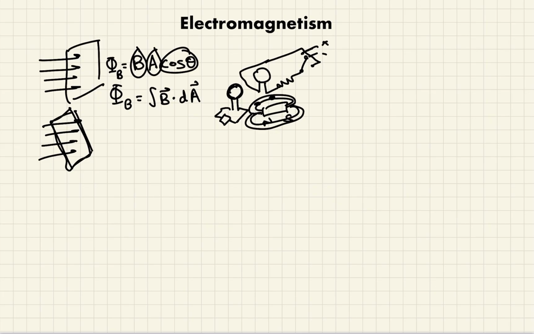Okay, let's get the bar magnet out of the way, and just consider these two loops that are next to each other. What is going to happen if we flip the switch? Currently the switch is open, meaning there is no current through here. If we flip the switch, what's going to happen?